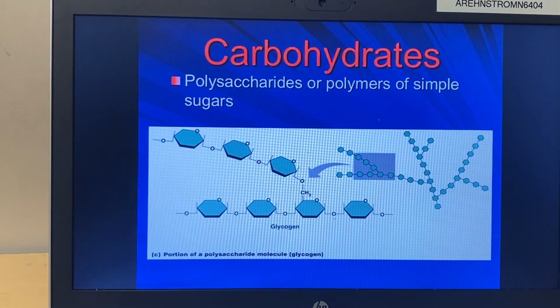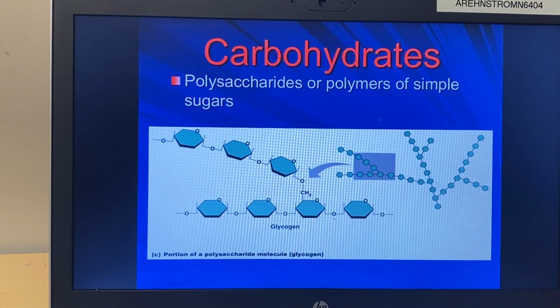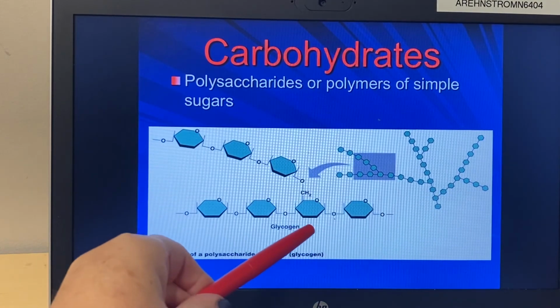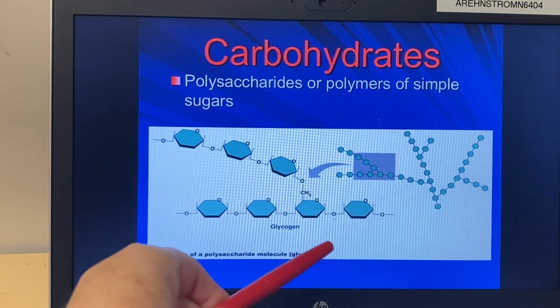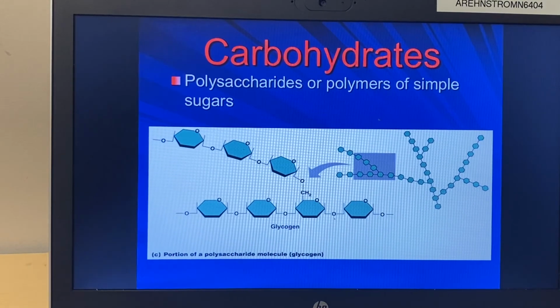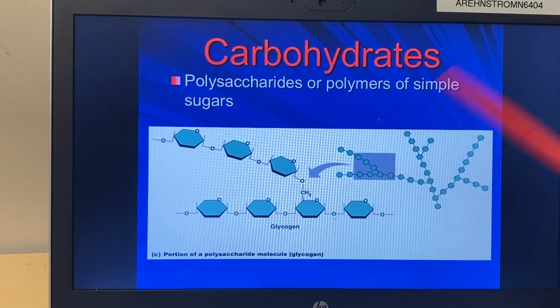One of the ways that animal cells store sugar, which can then be broken down and burned to provide energy, is in the form of glycogen. Glycogen is lots and lots of glucose monomers hooked together in chains, and then they're branching out here, and that's what's stored in our liver.